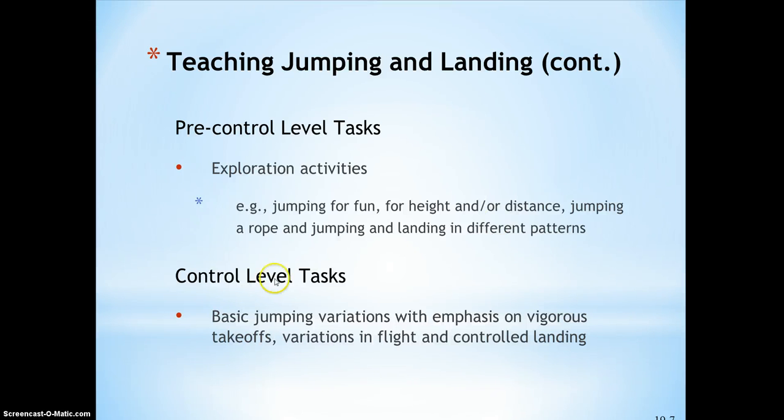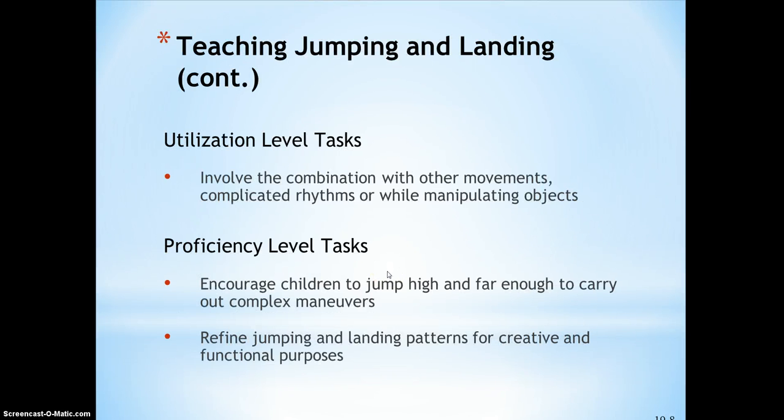Control level task: basic jumping variations with emphasis on vigorous takeoffs, variations in flight, and controlled landing. Variations in flight refers to what our body does while we're in the air. Do you want them to do a half turn? Do you want them to try to turn all the way around? So there are different things they can do while they're in the flight phase.